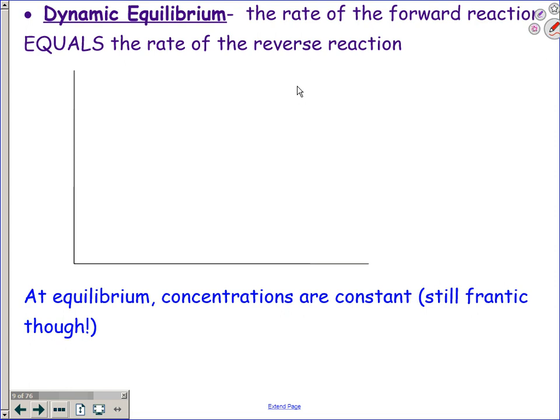Alright, so I see already 3 different graphs, and they're all valid. So please, I don't know if one's right. As long as you hit equilibrium, meaning constant rate, you're good, okay?